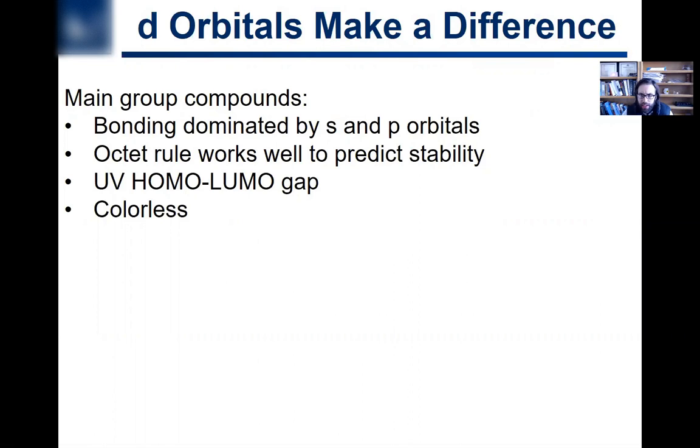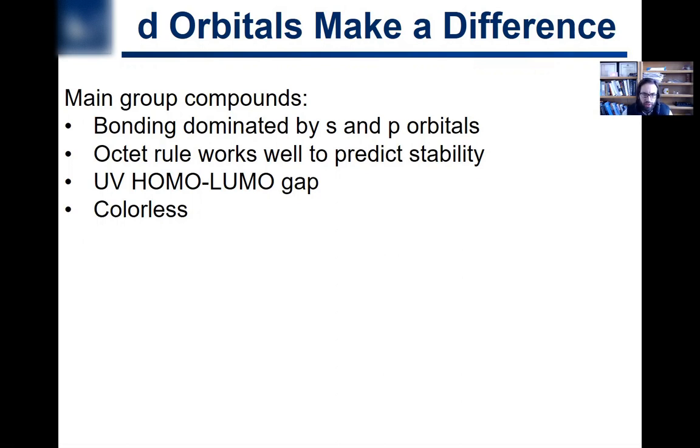So because you're only dealing with s and p orbitals, the octet rule works fairly well to predict stability. That's why VSEPR works pretty well. And you have pretty strong bonds because you have s and p orbitals. You have good overlap, and this gives rise to big differences in energy, relatively speaking, in the different molecular orbitals. So if you look at your HOMO-LUMO gap, that's the highest occupied molecular orbital that has electrons in it, versus the lowest unoccupied molecular orbital that doesn't have electrons in it, that gap is usually in the ultraviolet, okay?